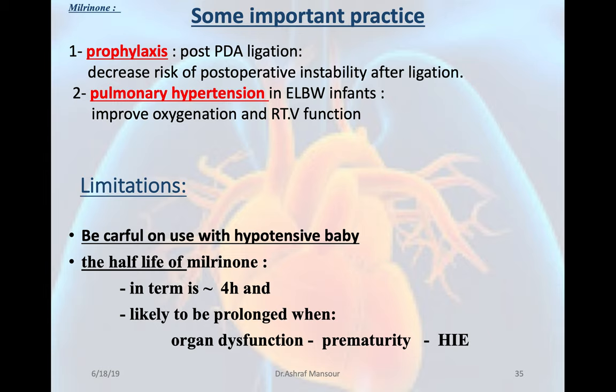An important practice is that milrinone should be used early in case of PDA before ligation as prophylaxis for the post-PDA ligation syndrome, which decreases the risk of post-operative instability after ligation. In pulmonary hypertension, as we said, it improves oxygenation and increases the function of the right side. It has a limitation you have to take care of: use in a hypotensive baby will increase the hypotension. Its half-life in term infants is around 4 hours while prolonged in preterm, and the prolongation may be related to organ dysfunction and prematurity.